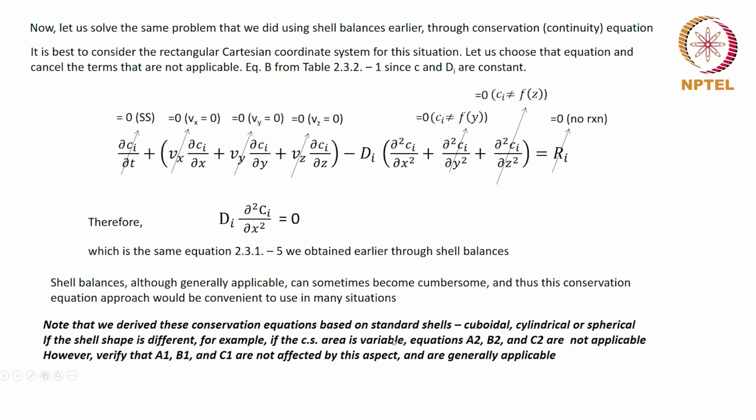For example, if the cross sectional area is variable, equation A2, B2, C2 are not applicable. You know that those constants C, DAB, we derived by taking the area to be a constant. If you go back and check, we would have implicitly assumed that the area doesn't vary, therefore we cancel the areas. And if that is not applicable, those equations will not be applicable. Okay, so be very careful whenever you deal with variable area. You cannot use A2, B2, C2. You can use A1, B1, C1. They are not based on area. Okay, that's what is mentioned here.